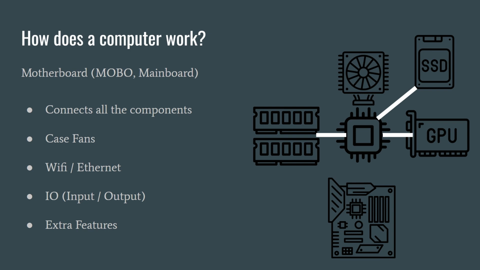Next up we have the motherboard. The motherboard is the hub of the entire computer, and its job is to route all the connections from the CPU to all the other components. So the GPU, the storage, the RAM, they all talk to the CPU through the motherboard. The motherboard also is in charge of regulating the case fans. It's also usually in charge of Wi-Fi or Ethernet, and I/O, which stands for input/output, so things like USBs, aux jacks, stuff like that. And it also typically has a couple extra features that we'll talk about later.